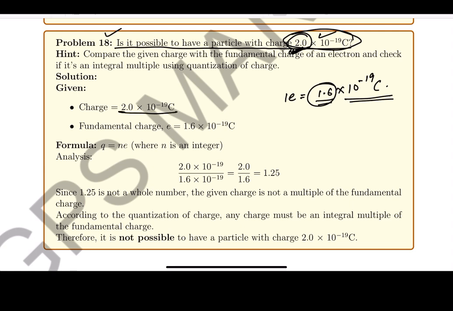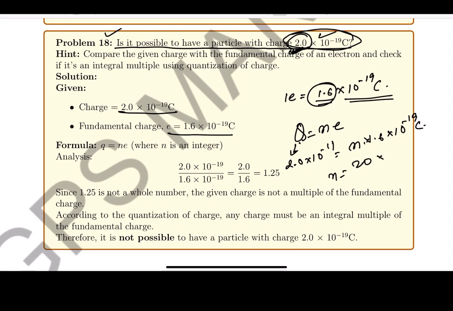Charge given is 2.0 into 10 to the power minus 19. How much charge does an electron have? We know the formula Q is equal to Ne. Q is 2.0 into 10 to the power minus 19 coulomb. e is 1.6 into 10 to the power minus 19 coulomb. So n will be equal to 2.0 into 10 to the power minus 19 divided by 1.6 into 10 to the power minus 19 coulomb.